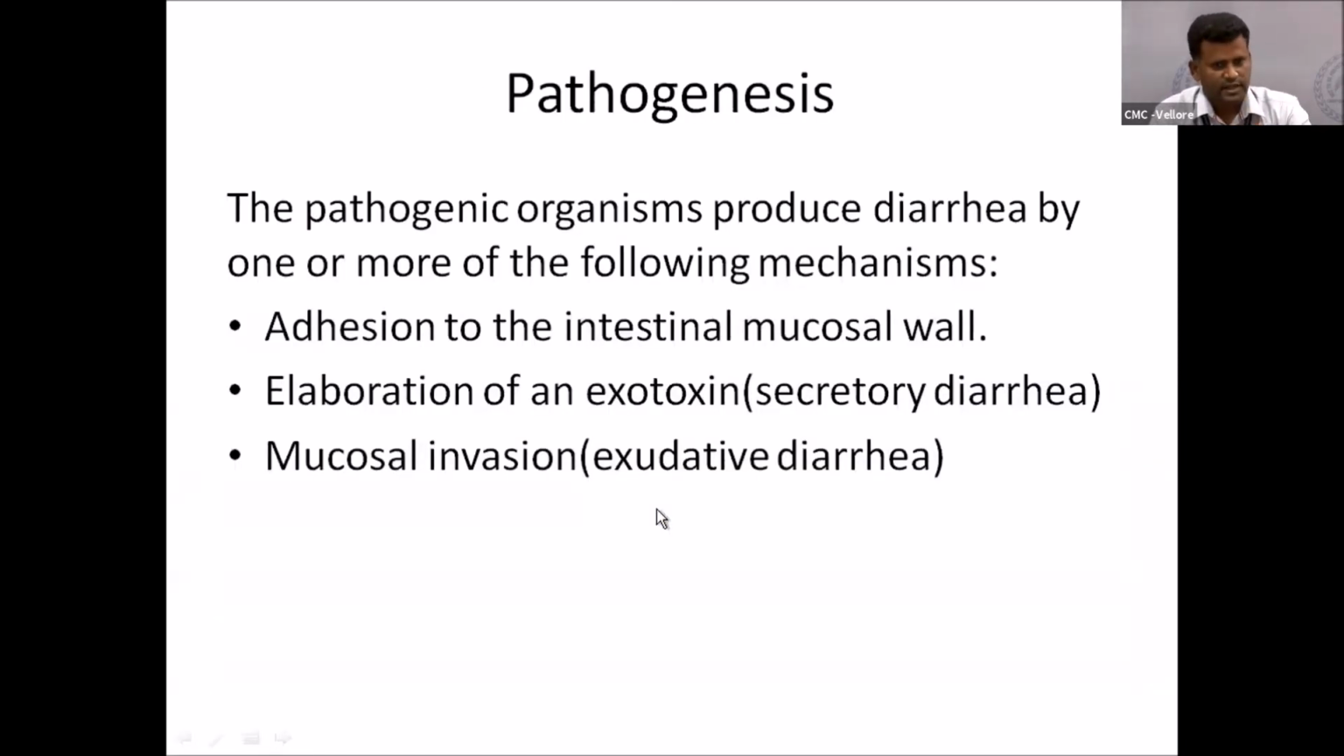So acute infective diarrhea can follow one of these three mechanisms: adhesion to the intestinal mucosal wall; elaboration of an exotoxin, thereby creating injury to the tight junction and causing secretory diarrhea; or mucosal invasion, which causes exudative diarrhea.